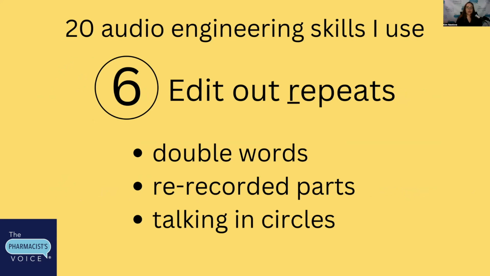You also edit out re-recorded parts. Let's say I do something and I say, no, I can do that better. And I do that sentence again. Or maybe I'm doing a list and I want to say that item on the list one more time. I take out the repeat. Sometimes I talk in circles. I don't know if you do this, but sometimes I'll make the same point 3 different ways. With editing, I have the opportunity to remove the first 2 and just leave in the good one.